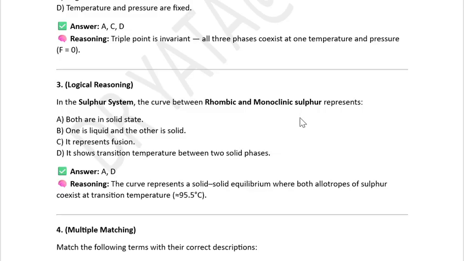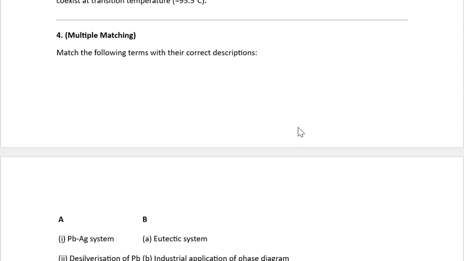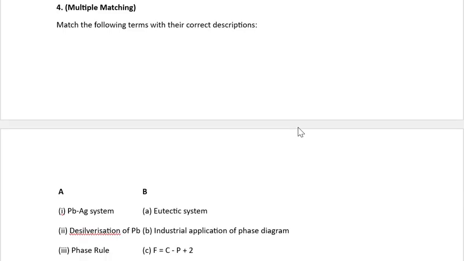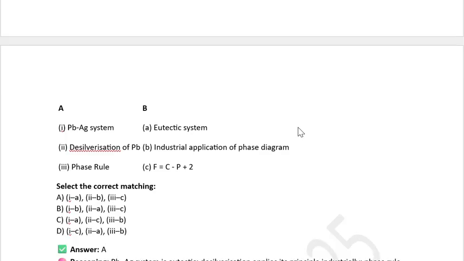Question number three. In the sulfur system, the curve between rhombic and monoclinic sulfur represents... There are four options. The answer is options A and D. Both are in the solid state, and option D shows the transition temperature between two solid phases. Reason: the curve represents a solid-solid equilibrium where both allotropes of sulfur coexist at a transition temperature of around 95.5 degrees centigrade.